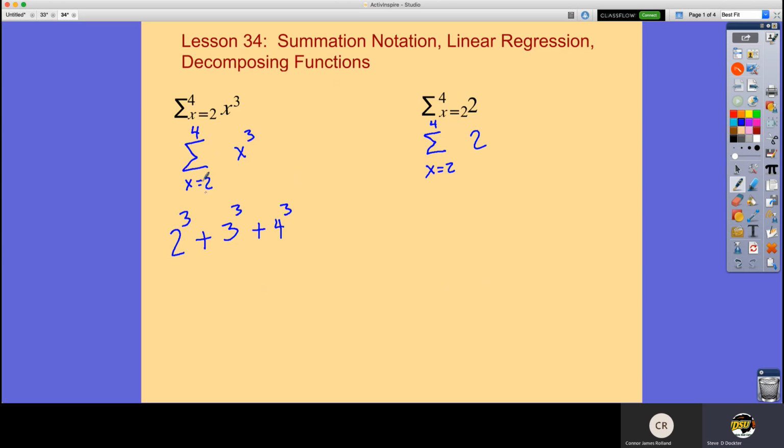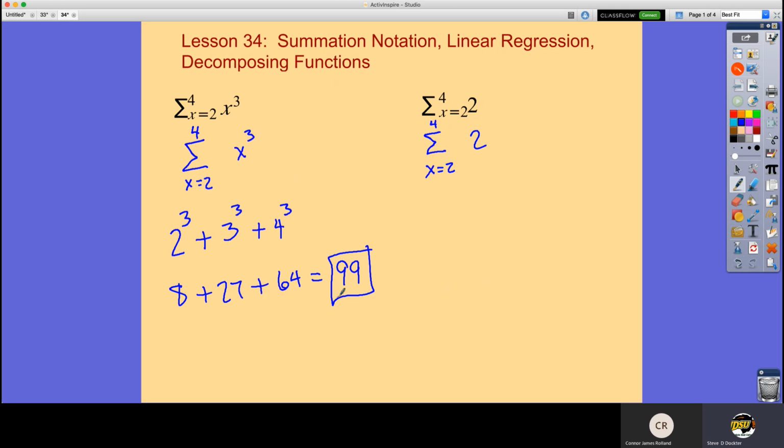Okay, now these two numbers can be anything at all. Just so happens that both of them are 2 and 4 here. That doesn't mean anything. So then from here you just simplify this. 2 cubed is 8, 3 cubed is 27, 4 cubed is 64. Add those together, I believe you get 99. And that's what your answer would be for this.